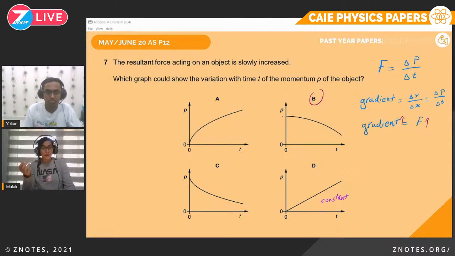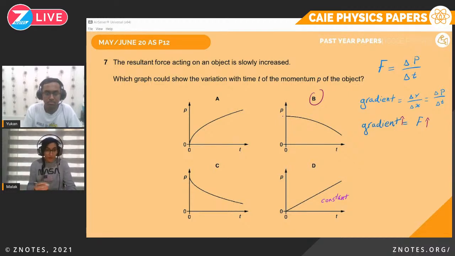So what equation do we have that links force, momentum, and time together? We have this famous equation. Force equals difference in momentum over difference in time. So now we have momentum on y and t on x. So we know the gradient is always difference in y over difference in x. So the gradient of each of these graphs is going to be equal to the force, right? So now, as we know, the force is increasing, which means the gradient is also increasing.